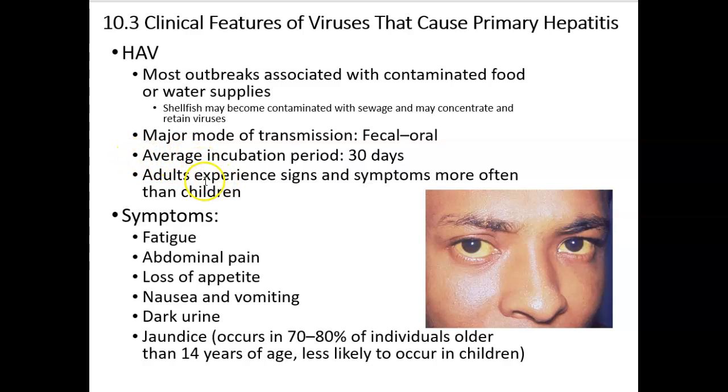This is more severe sometimes in adults than it is in children. So notice the jaundice, the discoloration of the eyes. It can have pretty severe abdominal pain, loss of appetite, nausea, vomiting, but this usually goes away, right? So this is self-limiting. After a week or two, you feel better.